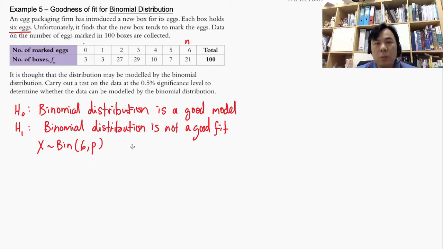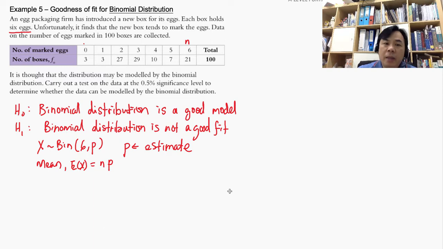And then do we know the probability of success, like how likely the eggs are to be marked? You think about that. So we miss out a parameter for our binomial distribution, which is p. Therefore, we need to estimate this parameter again. How do we estimate it? We know that the mean for a binomial distribution is given by np.